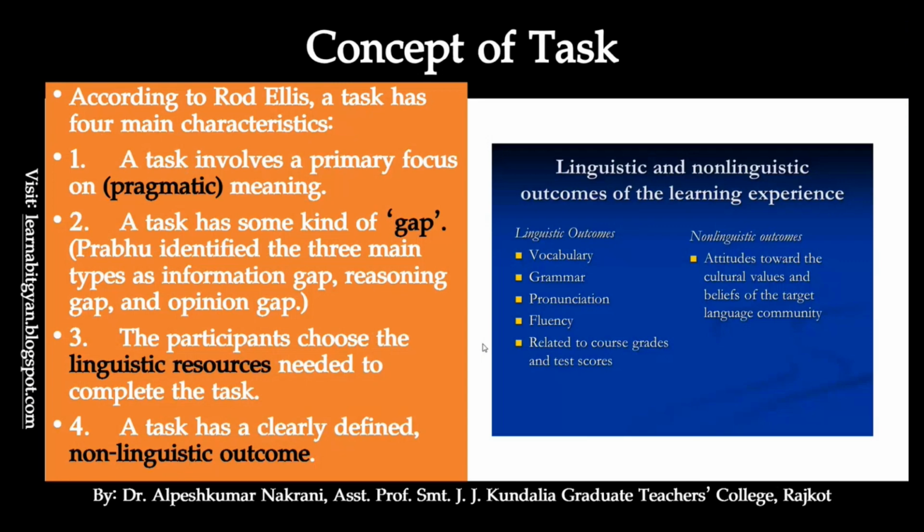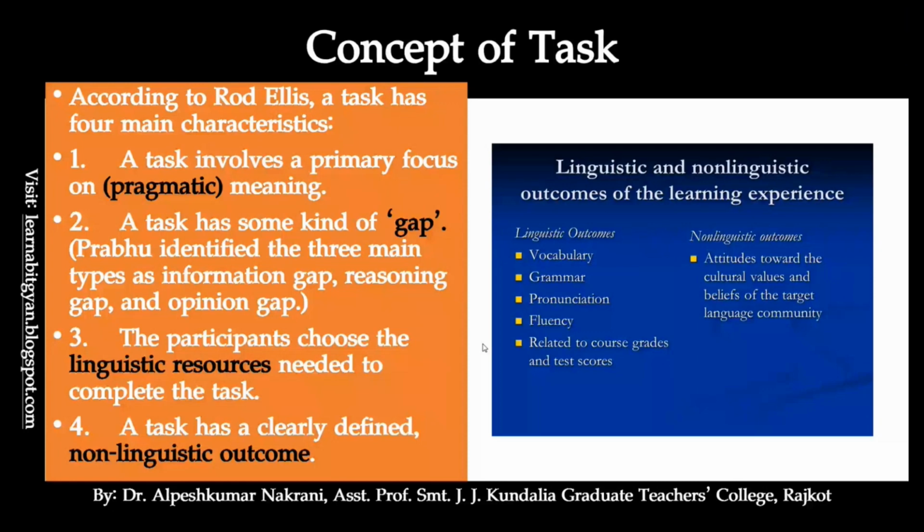Rod Ellis gave some interesting characteristics of a task. So, how should a task be? First, it should be pragmatic, as I told you. It should have a practical, real situation. Second, there should be a gap in the activity, and students need to fill up the gap. The gap may be an information gap, a reasoning gap, or an opinion gap. Students need to fill the gap.